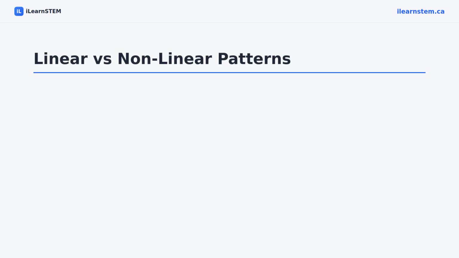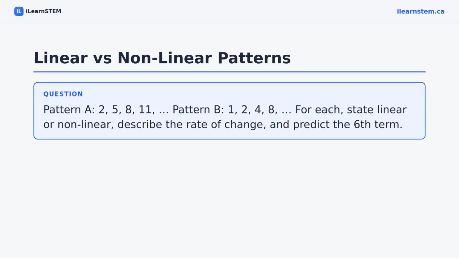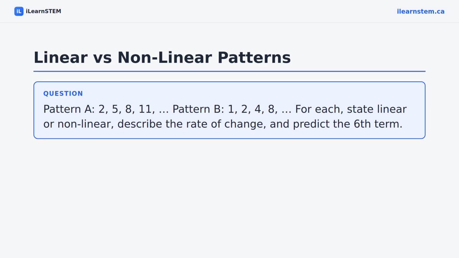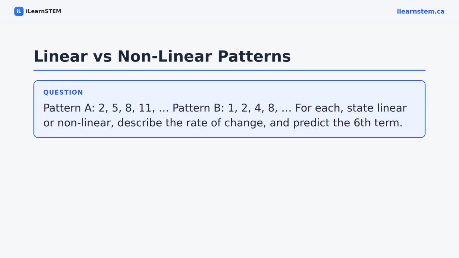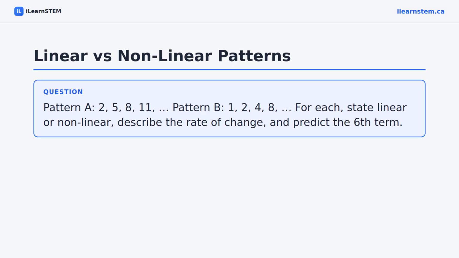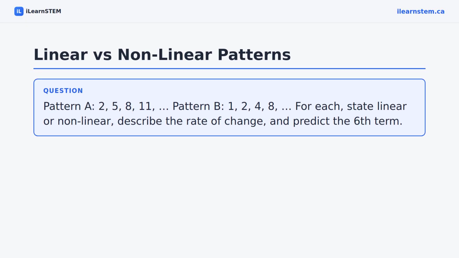We'll practice identifying linear and nonlinear patterns from sequences. Here's the problem. We have two patterns. Pattern A: 2, 5, 8, 11, and so on. Pattern B: 1, 2, 4, 8, and so on. For each pattern, state whether it is linear or nonlinear, describe the rate of change, and predict the sixth term.